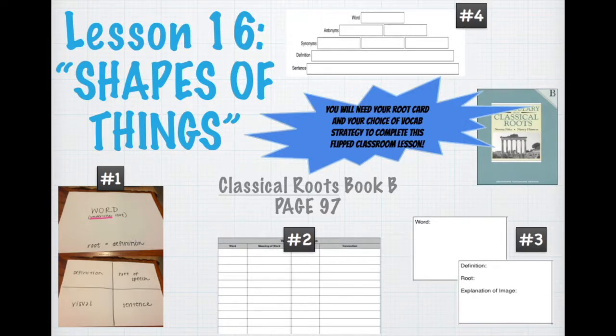Today we are doing the final vocab lesson. This is lesson 16 and it's all about shapes of things. You can follow along on page 97 of your workbook, and you're going to need your root card, your choice of vocab strategy to complete this flipped classroom lesson, and your book if you'd like it. All right, here we go.